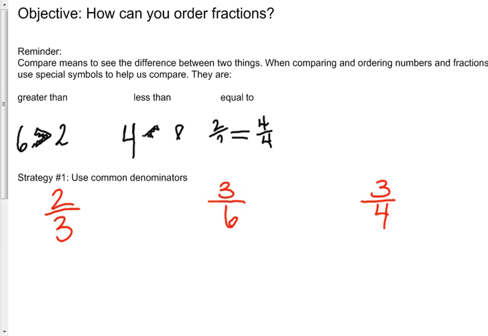6 is greater than 2. 4 is less than 8. Two twos is equal to 4 fours.